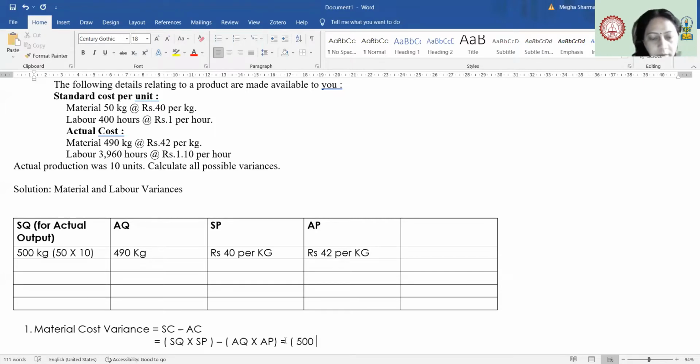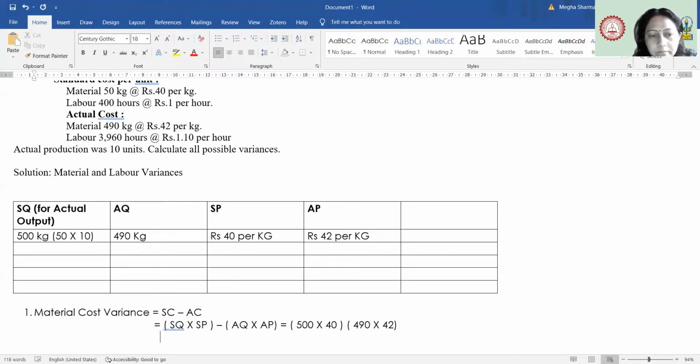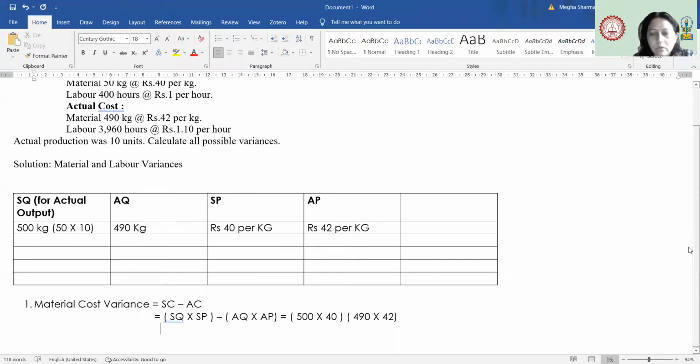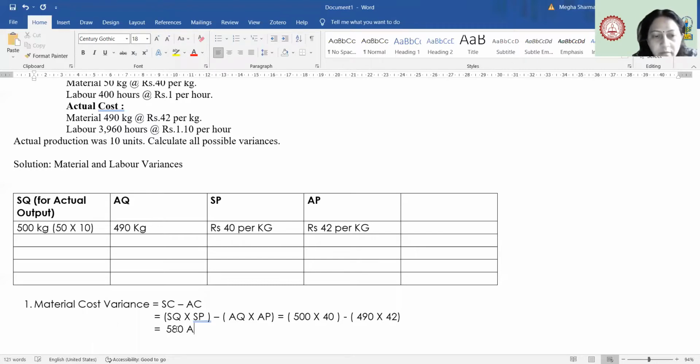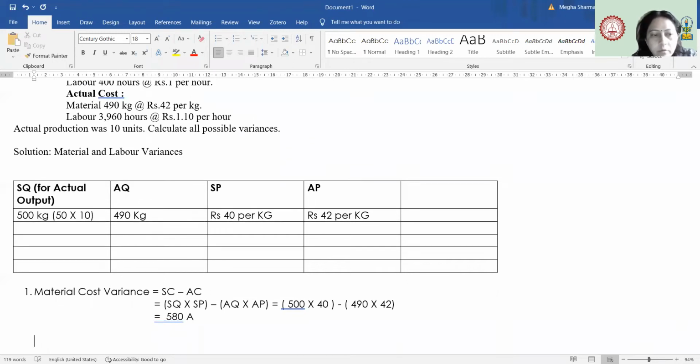Standard quantity is how much? 500. Standard price is how much? 40. Actual quantity 490, and actual price is how much? 42. Fine. Is it clear? Now I will write the minus sign also here. So if you are going to solve this, you will get 580 adverse. Is it clear? Everyone is getting 580 adverse? So this is your material cost variance.